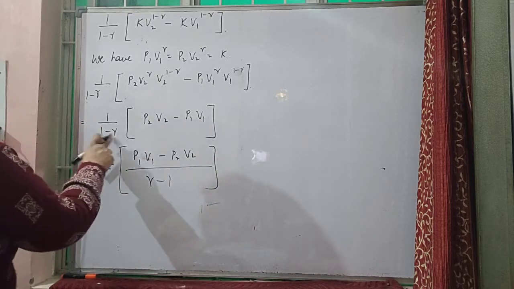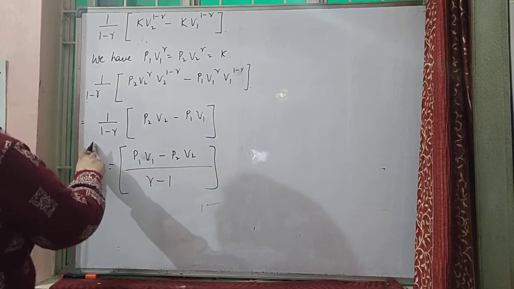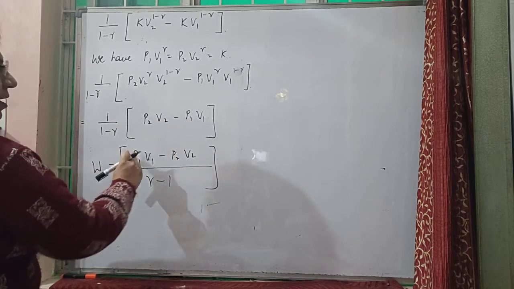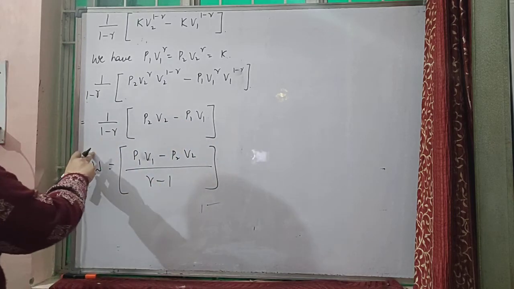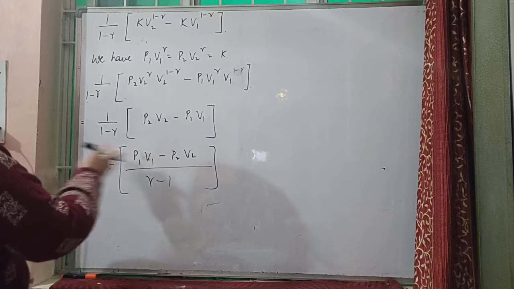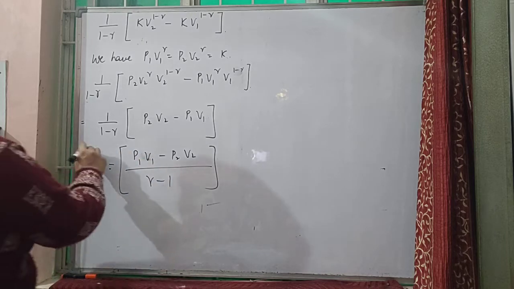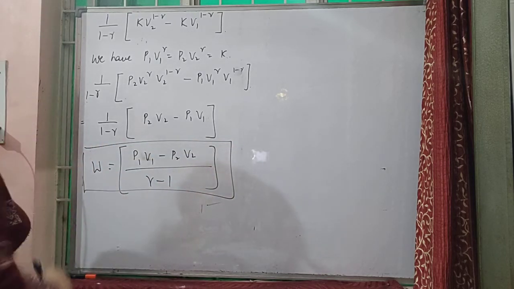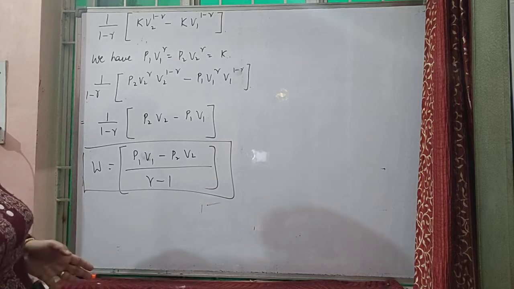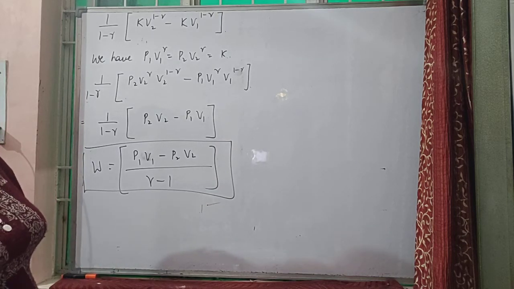So now we had 1 minus gamma here. If we change the sign, we bring P1 V1 minus P2 V2, and similarly we change the sign to gamma minus 1. So minus minus gets cancelled out and the first equation for work we get is this. These equations are important. We'll be seeing the numericals also.